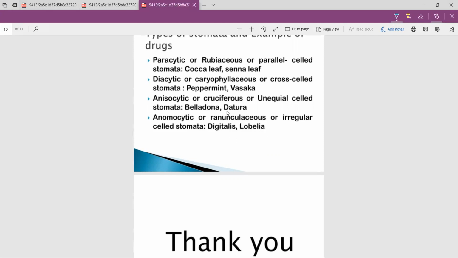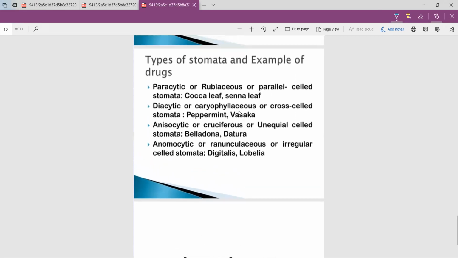So based on the type, this type of stomata is also useful for the identification of plants or taxonomic groups, and also useful in drug evaluation. So I will stop here. In the next class we will continue.